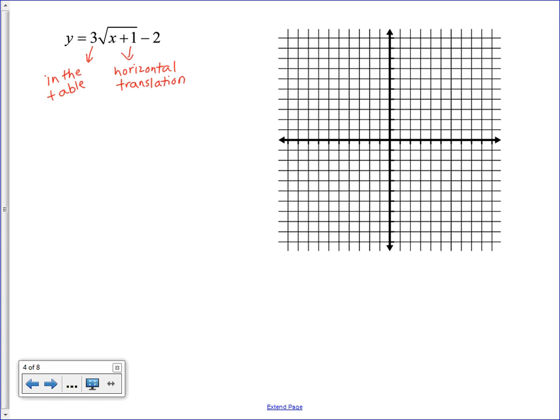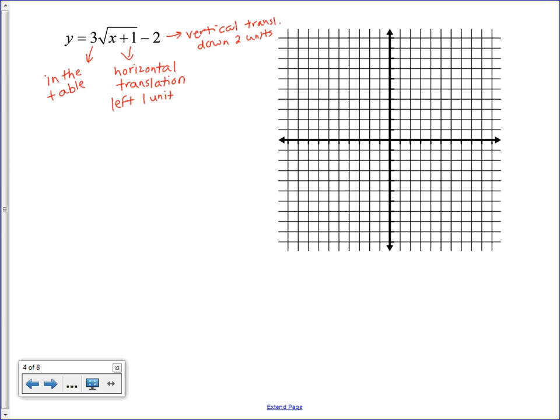I'm just going to write myself down that the plus 1 is a horizontal translation. Because it says plus 1, I'm going to go to the left 1 unit. And I think you should write this down as well. The minus 2 is a vertical translation. And because it says minus 2, I'm going to go down 2 units. And I'm going to do those on the graph. That's how I want you to do it as well.